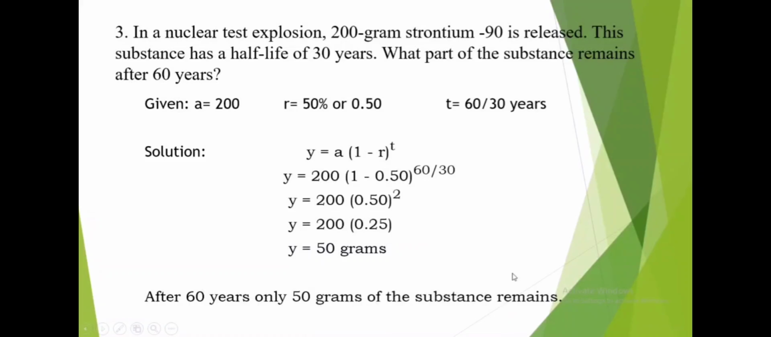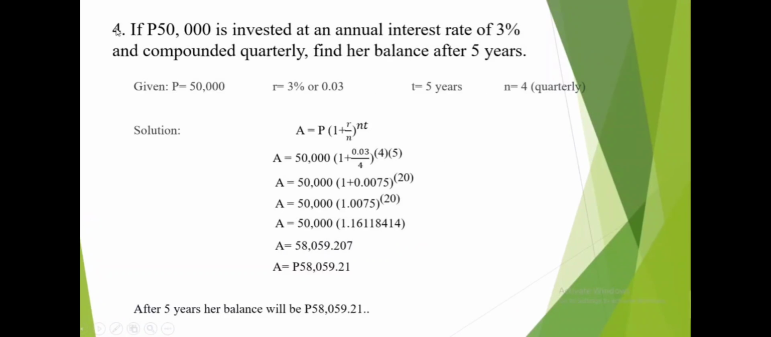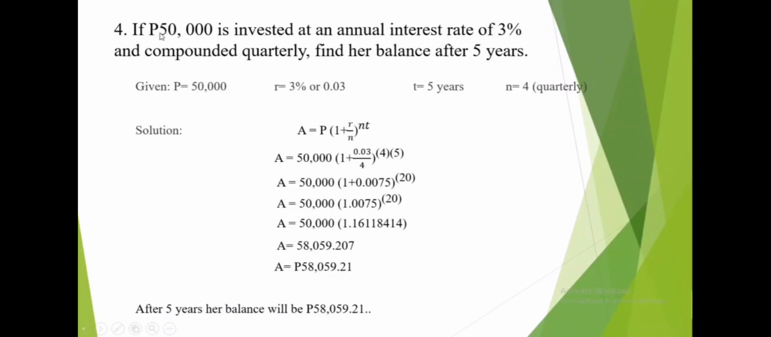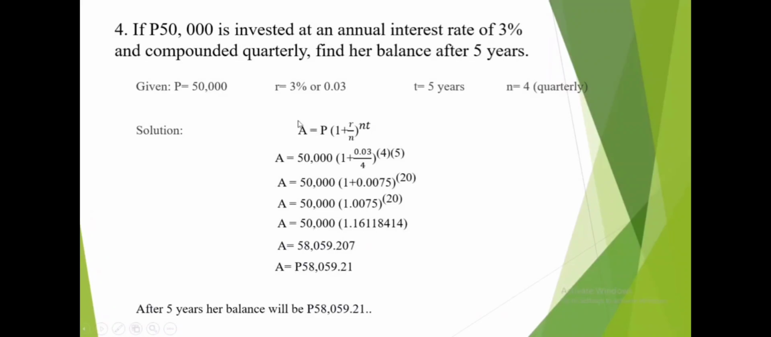Our fourth and last example, if 50,000 is invested at an annual interest rate of 3% and compounded quarterly, find her balance after 5 years. Let us get all the givens. We have our principal is 50,000, our rate is 3% or 0.03, our time is 5 years, our N is quarterly, compounded quarterly, that is why we will use 4. We will use the formula A equals P times the quantity of 1 plus R over N raised to the power of N times T.